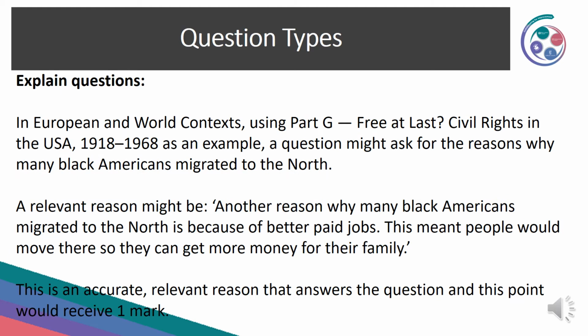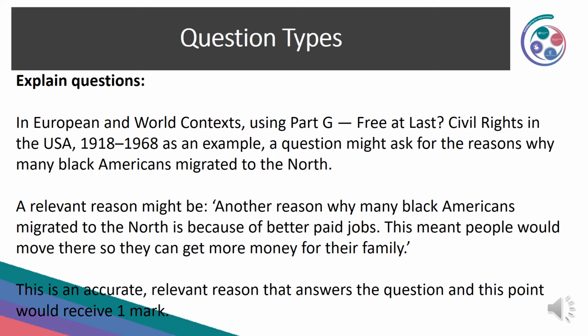Let's take a look at an explain answer. In the European and World context, using Part G, Free at Last, as an example, a question might ask for the reasons why many Black Americans migrated to the North. This is a common question. A relevant reason or a relevant answer might be, another reason why many Black Americans migrated to the North is because of better paid jobs.